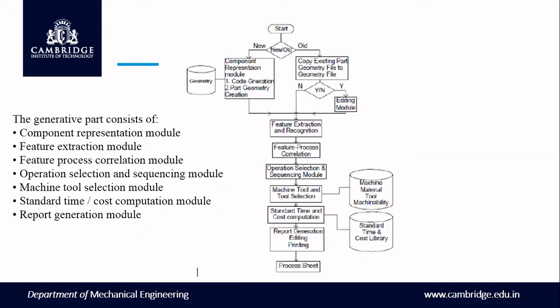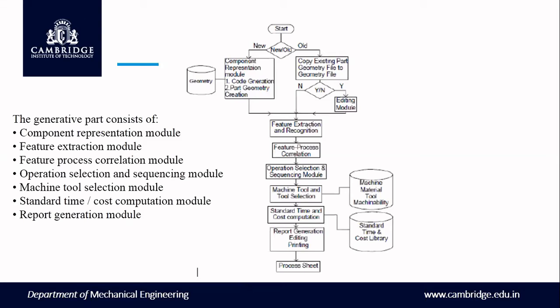Once again, material, tool and machinability have to be checked, whether it is available or not, and whether we can do this kind of thing. And then standard time and cost computations will be there, and after that, report generation. It can be edited, it can be printed, and then you will get a process sheet and can start work. This is called generative. That is, generative is a new plan, without any standards.